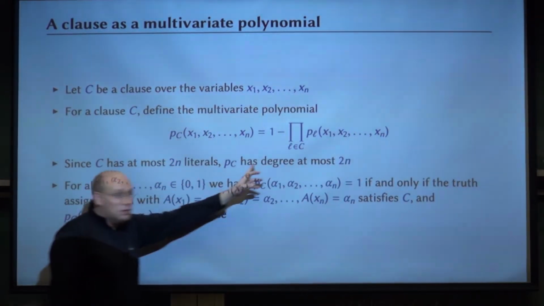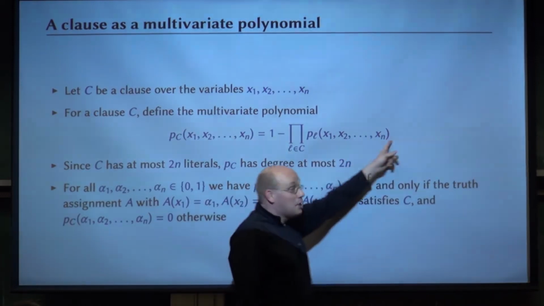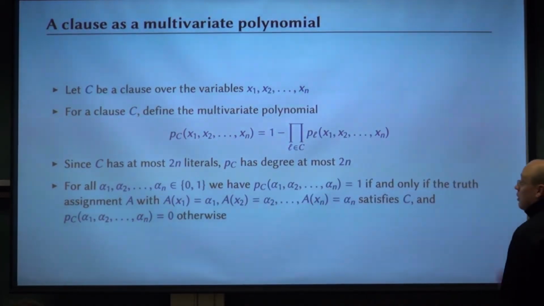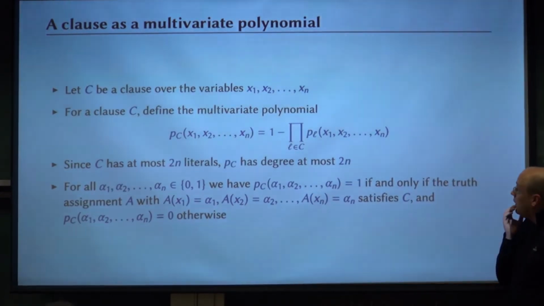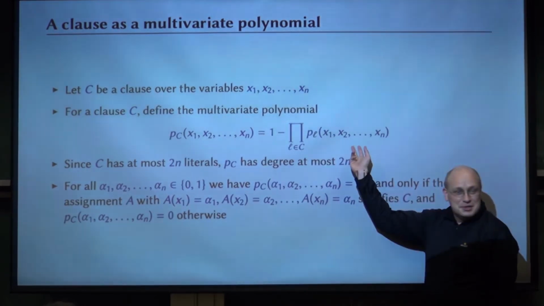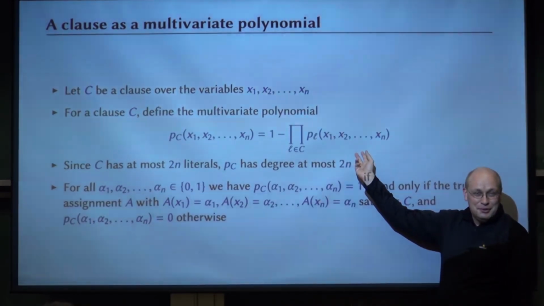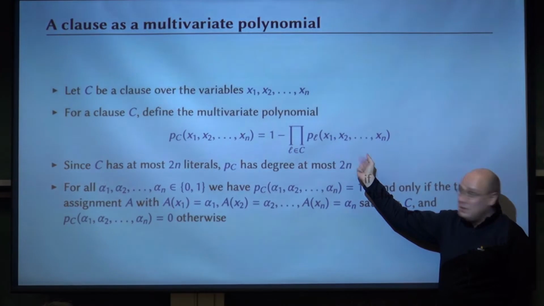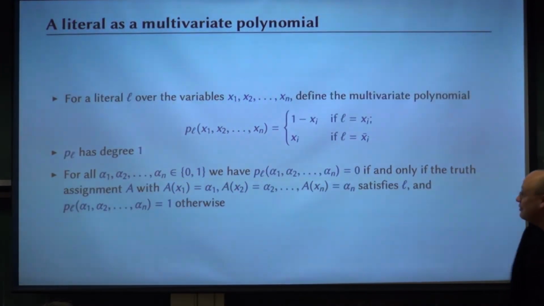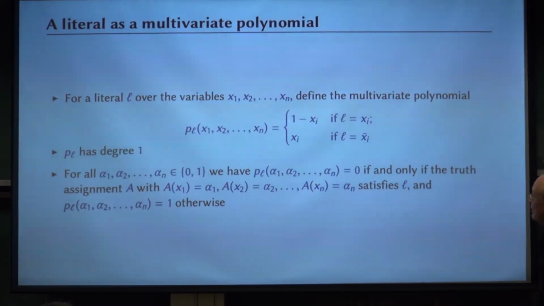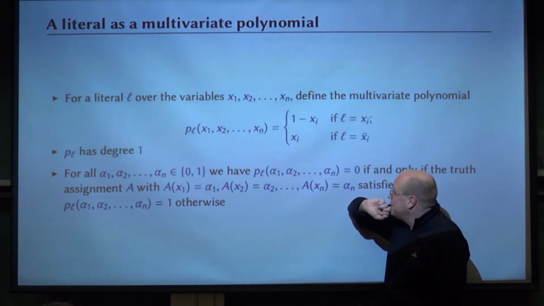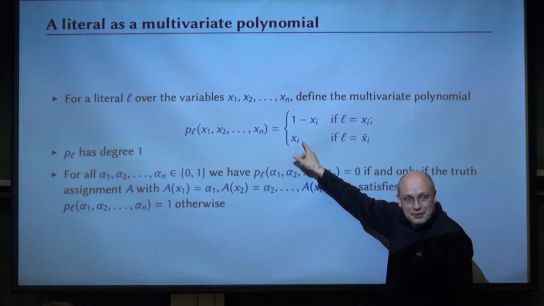So then it's defined in the obvious sense that you take 1 minus the product of the literal polynomials. Okay, so what does that mean if you think about it? So if the literal was actually satisfied by the assignment, you get the value 0, and if it was unsatisfied, you get the value 1.